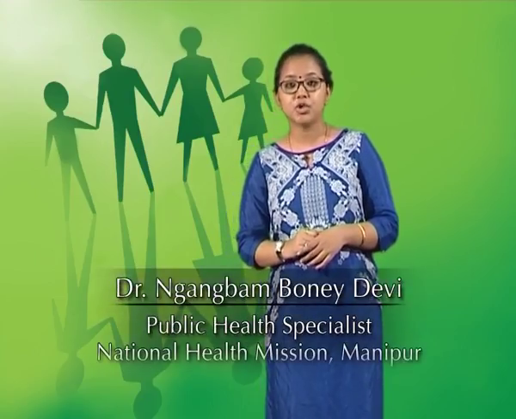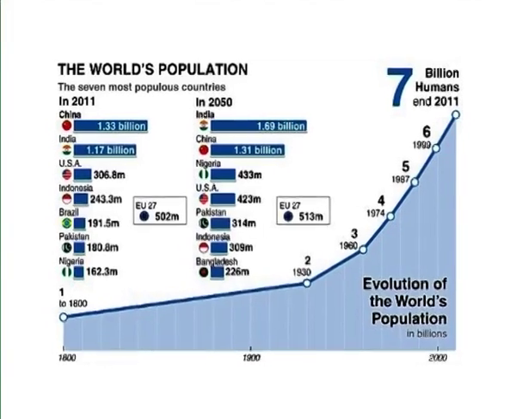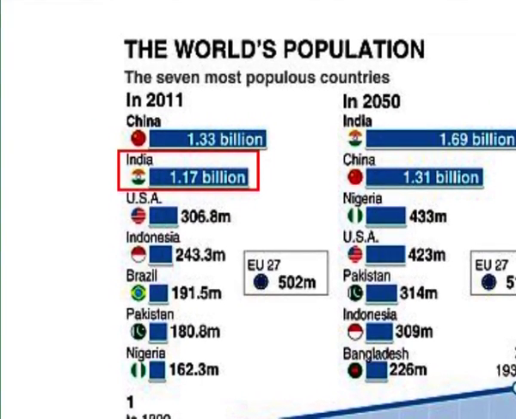With a population of 1210 million as per the census 2011, India is the second most populous country in the world, next only to China, whereas it ranks 7th in land area. With only 2.4% of the world's land area, India is supporting as much as 16.87% of the world's population.